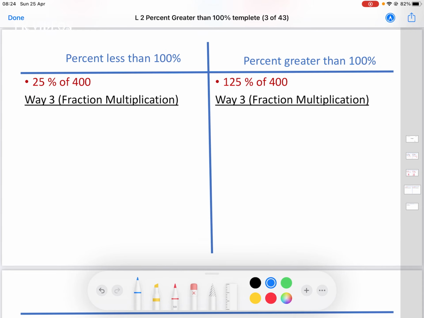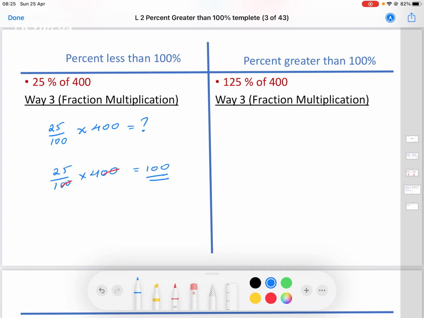Going to the third way, we can use fraction multiplication. 25% of 400 can be written as 25 over 100 of 400, is how much? So this one, we can do 25 over 100 times 400. 0 and 0 cancel, 0 and 0 cancel. So we have 25 times 4, which is 100.